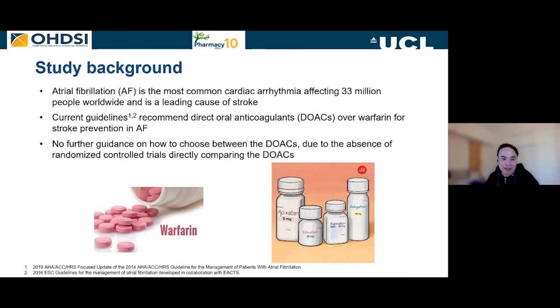So let me give you the background about anticoagulant and atrial fibrillation. Atrial fibrillation is one of the most common cardiac arrhythmias. It affects 33 million people worldwide. It's the leading cause of stroke, and it's devastating. If you have any relative or any patient who has had a stroke, you know how devastating it is for a patient. The current guideline recommends using direct oral anticoagulants, what we call DOACs, over warfarin for stroke prevention in AF patients.